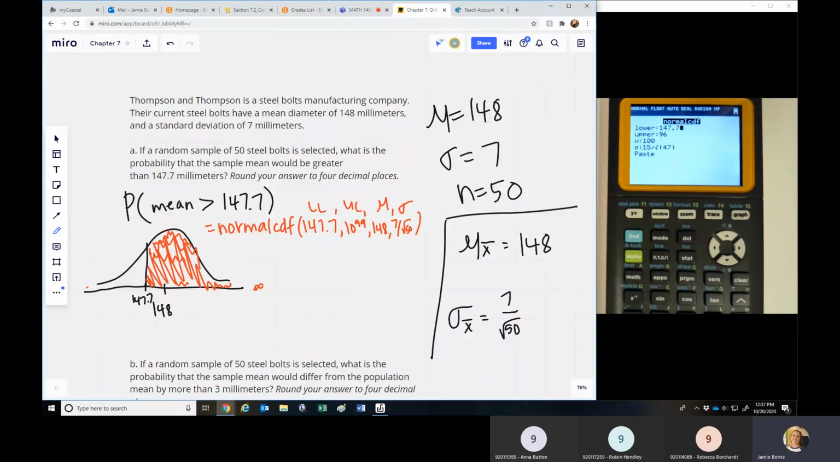147.7 for our lower limit. Upper limit is 10 to the 99. Mean is 148. Standard deviation, whoops, pressed the wrong button. 7 divided by the square root of 50, close parentheses, and then paste. Make sure that's what you have plugged in. And it is a little bit more than 50%. It's 61.91%. Rounded to 4 decimal places, that would be 0.6191.